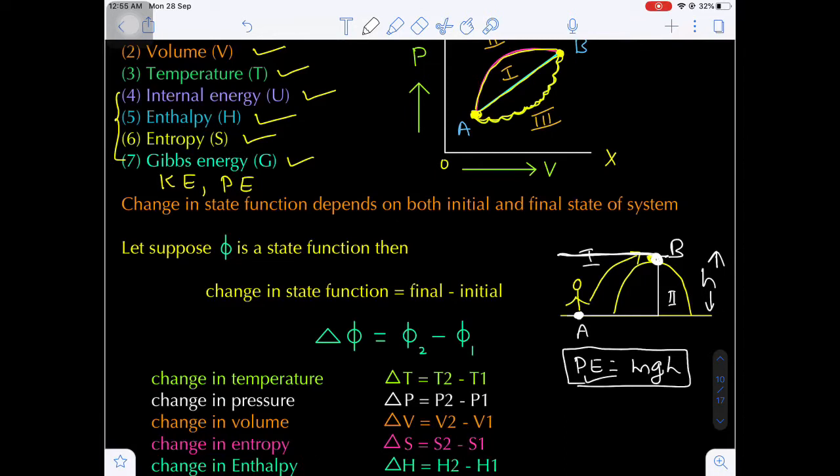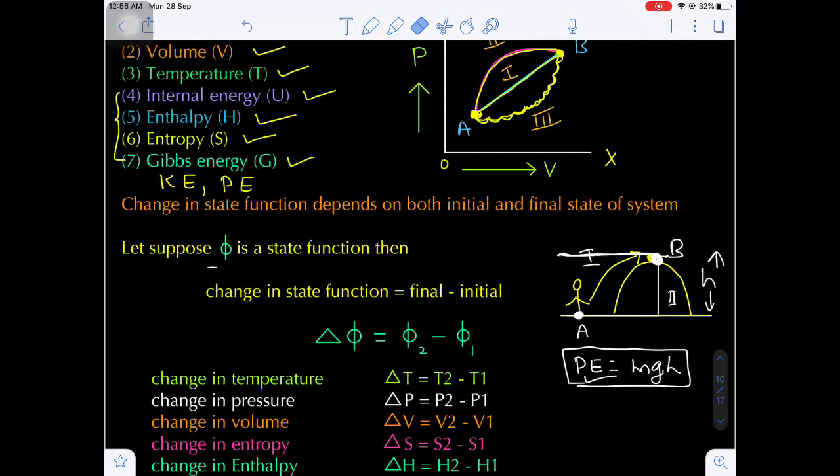Are you getting my point? So this is a very important definition regarding the state function. Okay. Now next one, the change in the state function depends upon both the initial and final state of the system. Yes, the change in the state function value depends on the initial state and final state of the system.